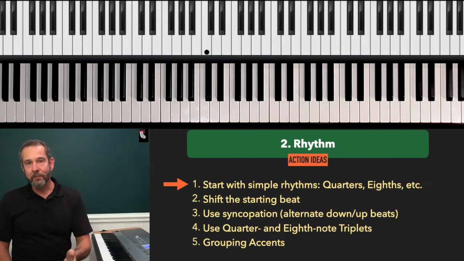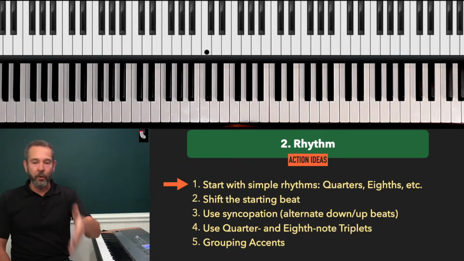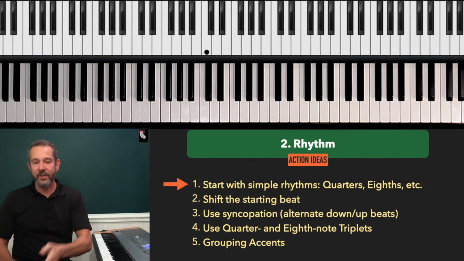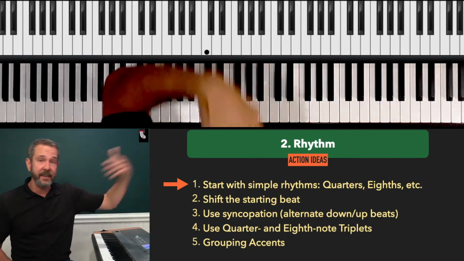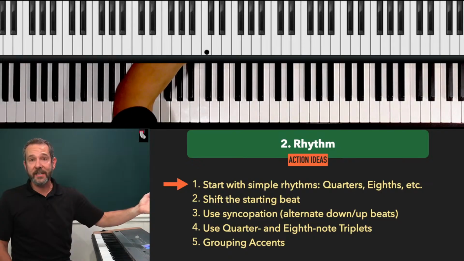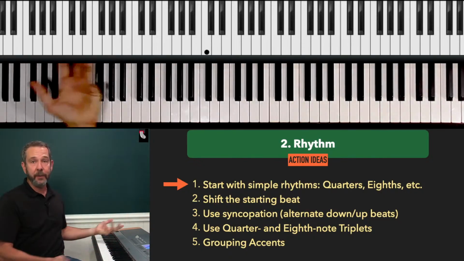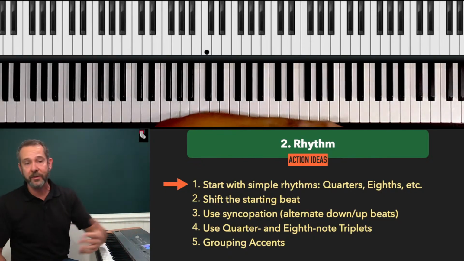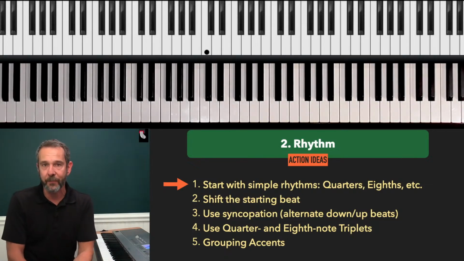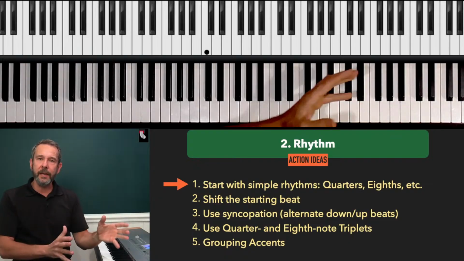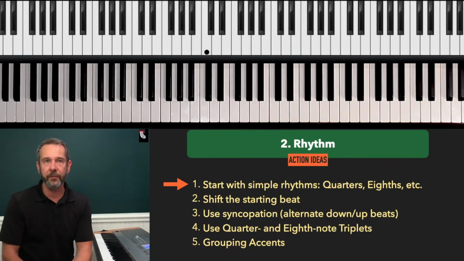Start with simple rhythms. Do your quarter notes, your eighth notes, your quarter and eighth note rests. Start with those simple rhythms first. I can't tell you how much students want to jump into 16th notes and triplets and all of that stuff, and they can't do it along with the accompaniment. It all falls apart. They get frustrated. You know the drill. We've been through this before. So make sure that you're really focusing on those simple rhythms first.